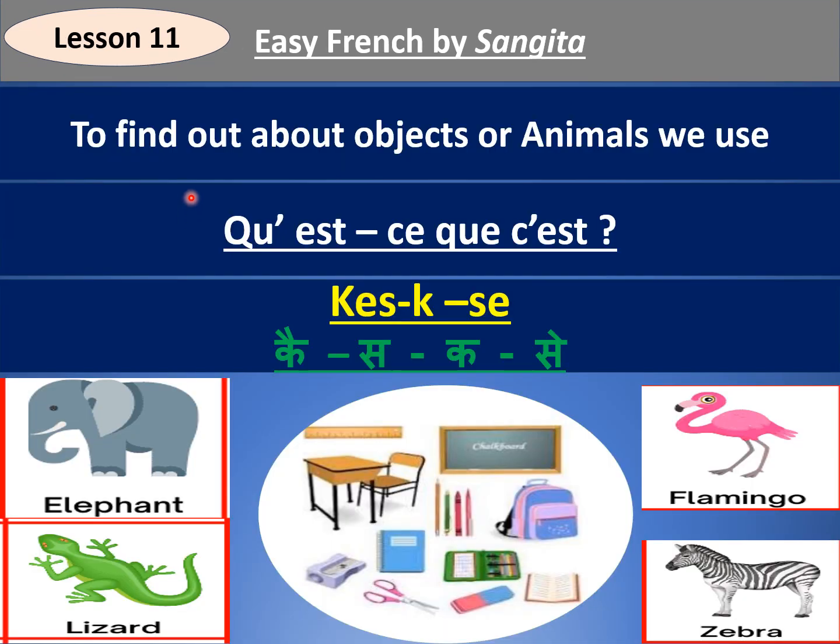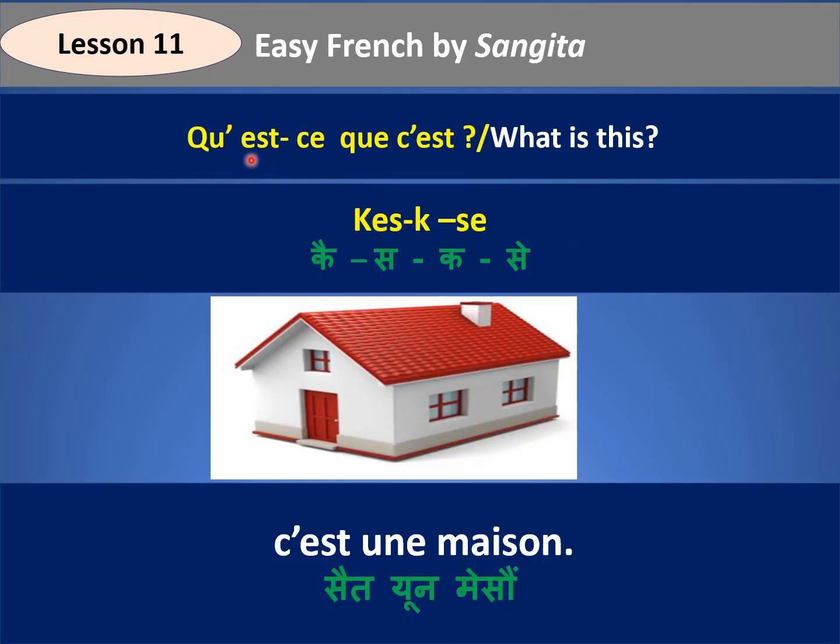So now let's see. So guys, when we are talking about objects or animals, we use the question qu'est-ce que c'est? For any type of animals, we use qu'est-ce que c'est. When we are talking about objects, any object, we use the question qu'est-ce que c'est, means what is this or what is it? Okay. So now the question is qu'est-ce que c'est? What is this?